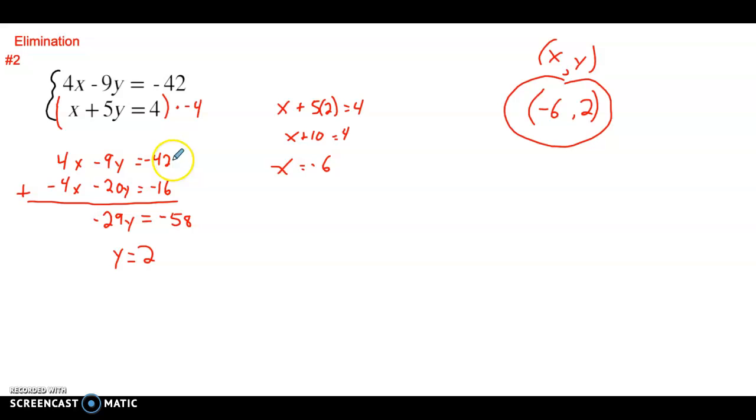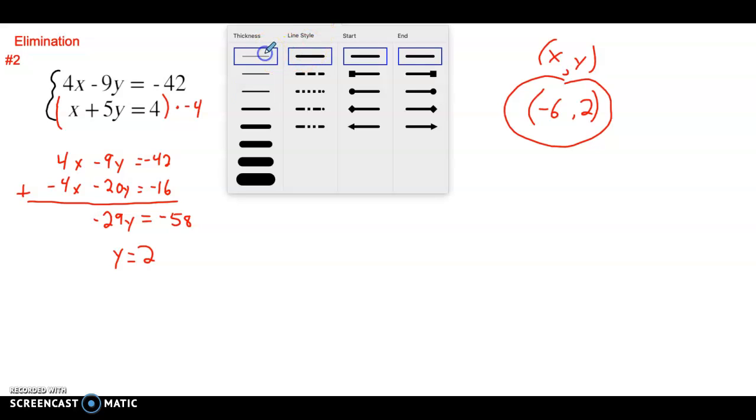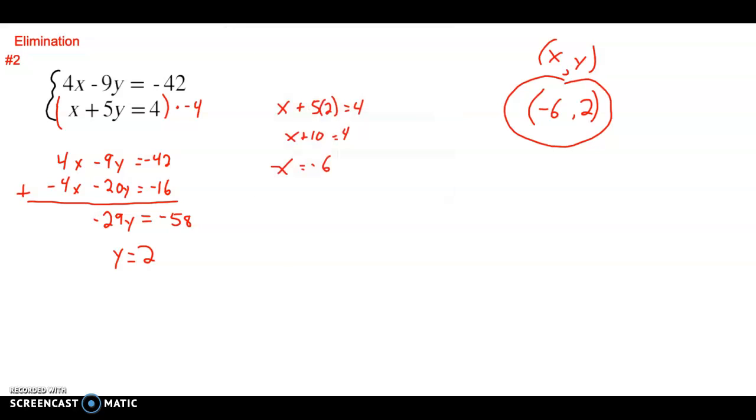All right, so some other ideas with elimination. I like to get one of the variables to be the same number, same coefficient, 4, but opposite signs. That way I can just add the equations. The other way you can go about this is getting them to be exactly the same. So I would just multiply by a positive 4x.